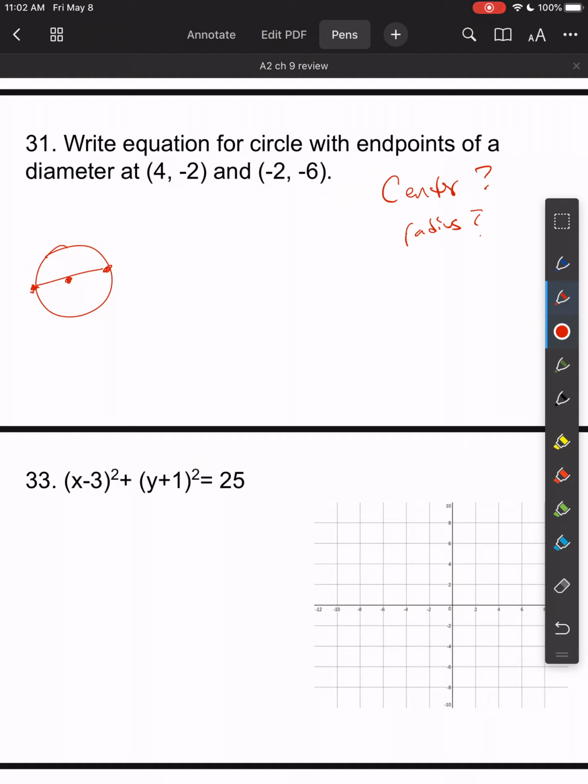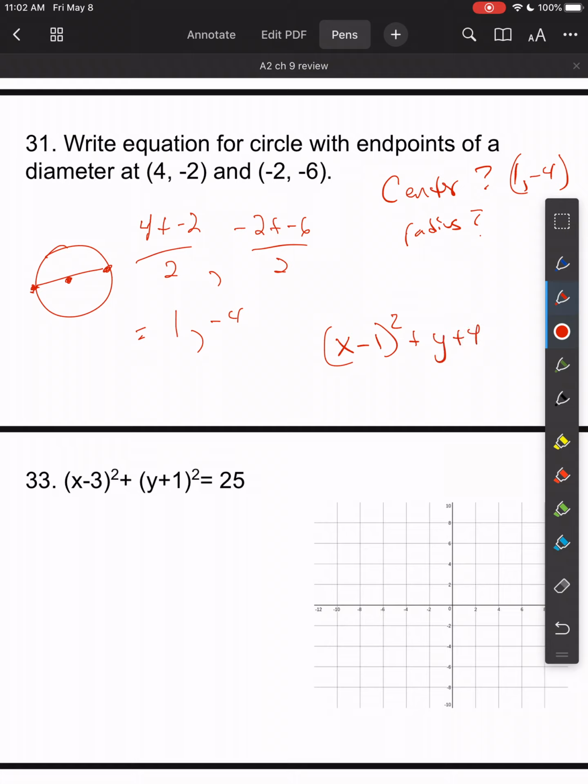To find my center, I'm going to add my x's together, 4 plus negative 2 over 2. Add the y's, negative 2 plus negative 6 over 2. When I do that, 4 plus negative 2 is 2 over 2, which is 1. Negative 2 minus 6 is negative 8 over 2, which is negative 4. So my center is at 1 comma negative 4. Right now I can start my equation: x minus 1 squared plus y plus 4 squared is equal to the radius squared.